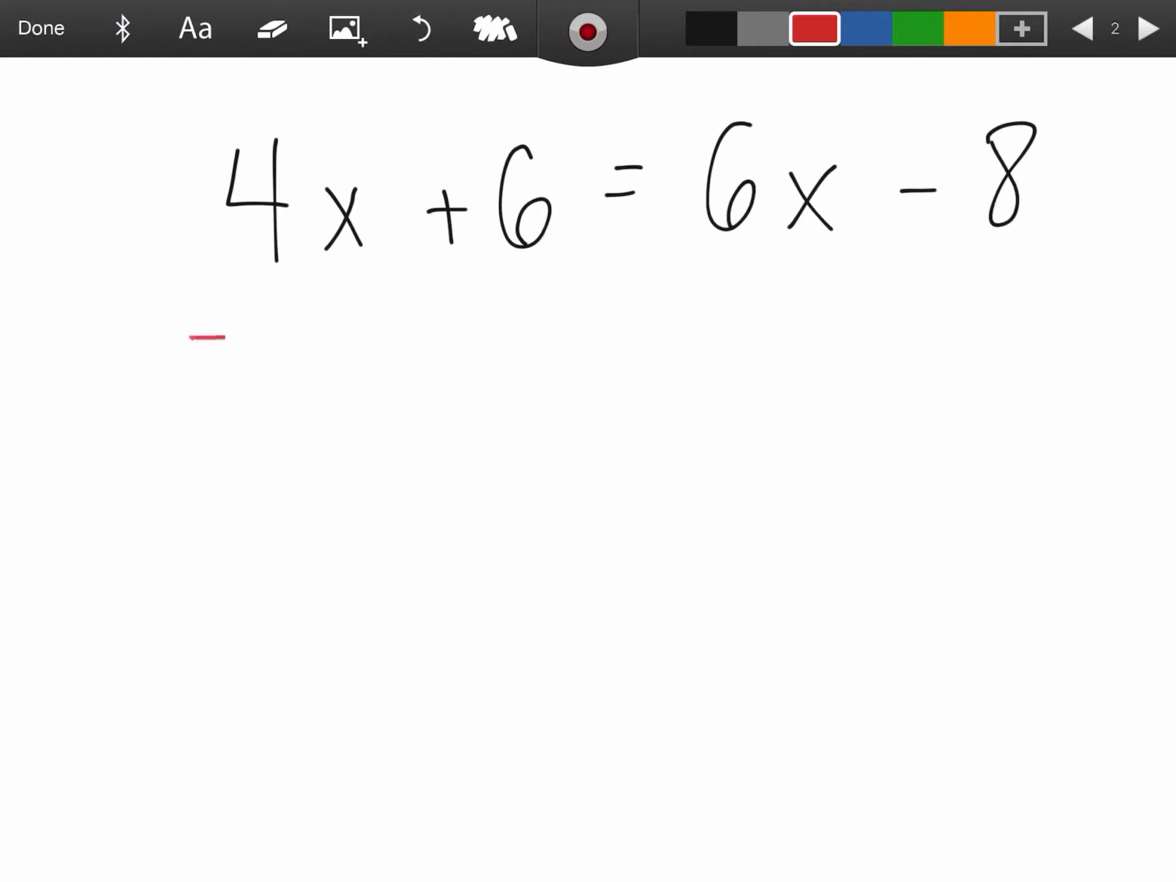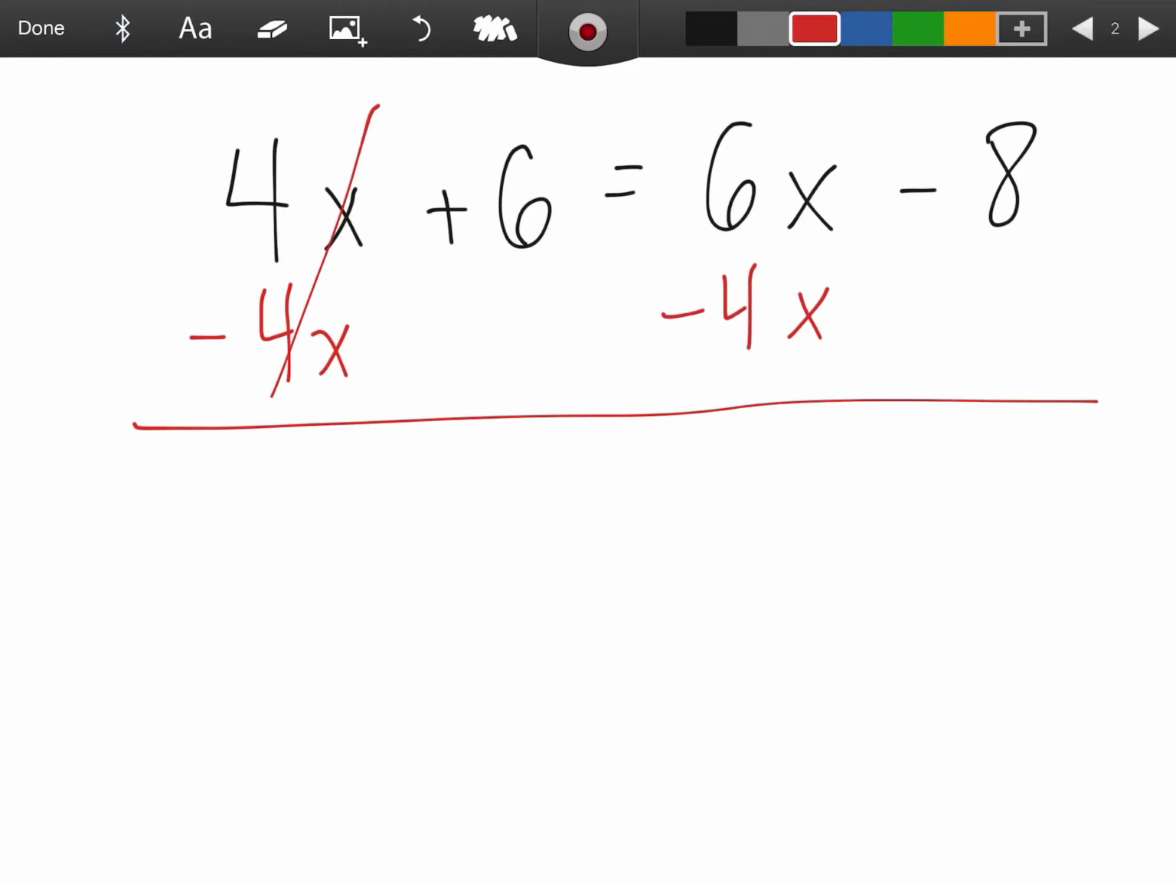So let's subtract 4x from each side, and that is going to eliminate the 4x on the left side of the equation for me. So now I'm down to 6 equals, well, 6x minus 4x gives me 2x minus 8, and now I have just a two-step equation to solve here. Remember, I'm using the reverse of the order of operations, so reverse of PEMDAS. Right? What's the last thing that would happen to my variable x here? Well, it would be multiplied by 2, then 8 is subtracted from it.